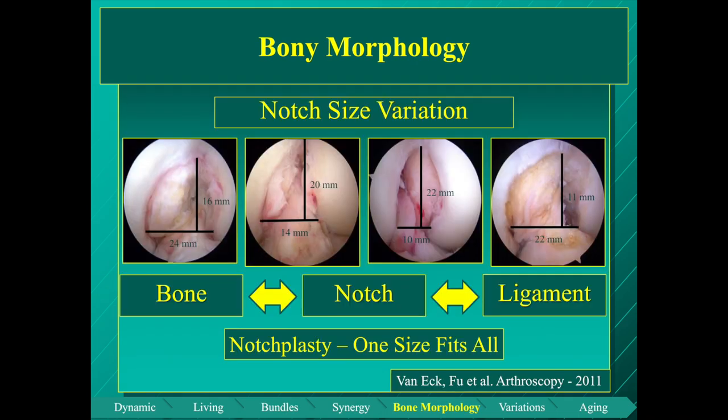The notch is also important to think about. Classically, notchplasties were used to improve visualization of the femoral footprint. This made every notch the same, making every ACL reconstruction the same. However, these notches can regrow. Notchplasty is a one-size-fits-all surgery that does not account for individual variation.